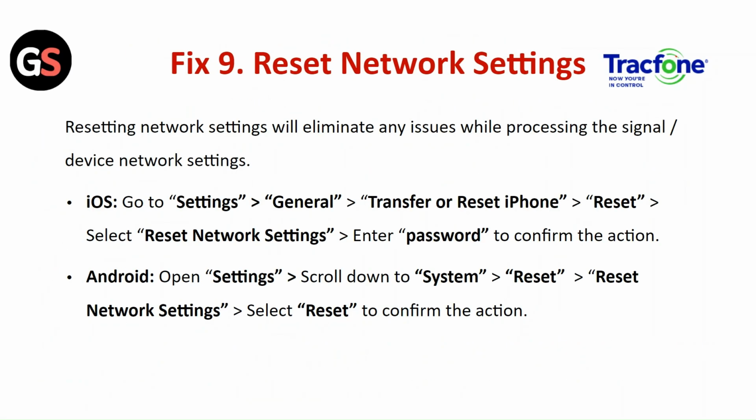Fix 9. Reset the network settings. Resetting network settings will eliminate any issue in processing the signal and device network settings. For iOS, go to Settings, then General, then Transfer or Reset iPhone. Tap on Reset and select Reset Network Settings. Enter the password to confirm the action. For Android, open the Settings app, scroll down to System and click on Reset. Tap on Reset Network Settings and select Reset to confirm the action.